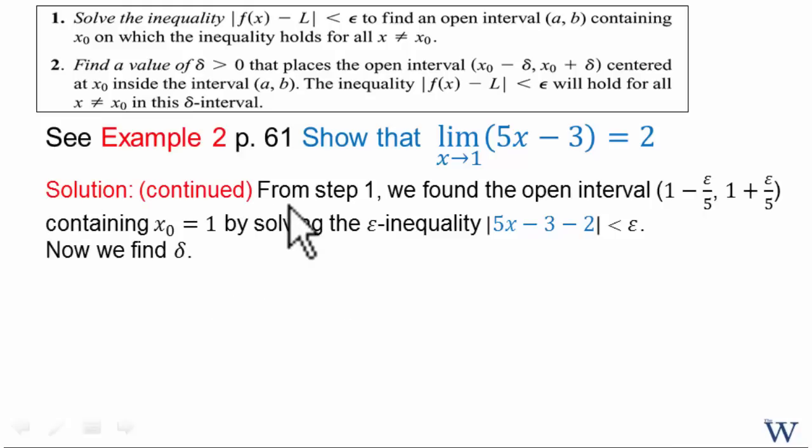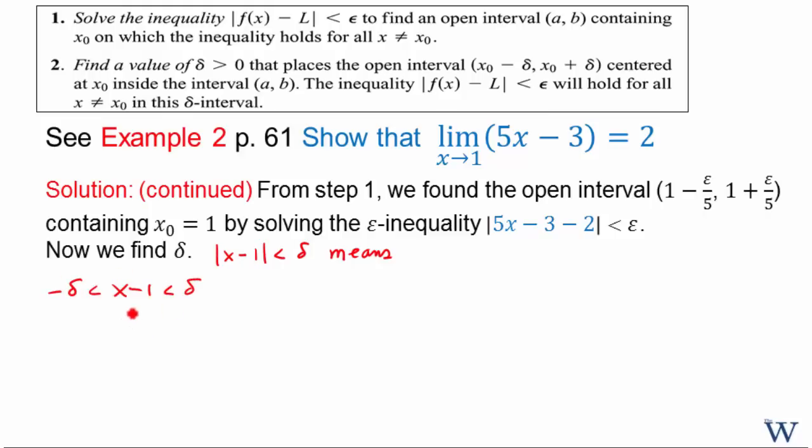Let's continue our problem. From step 1, we found that the open interval of 1 minus epsilon over 5 up to 1 plus epsilon over 5 contains x0 equal to 1. From solving the epsilon inequality, |f(x) minus the limit L|, which is 2, is less than epsilon. Now we find delta. Remember, delta must satisfy |x minus 1| less than delta, so we need to find a delta such that this is true. If we rewrite this, x minus 1 is between negative delta and delta.